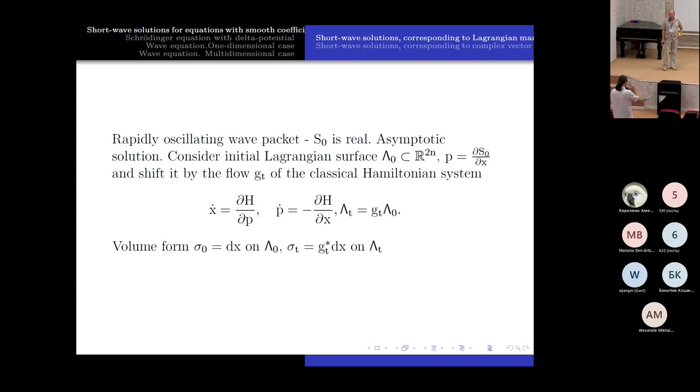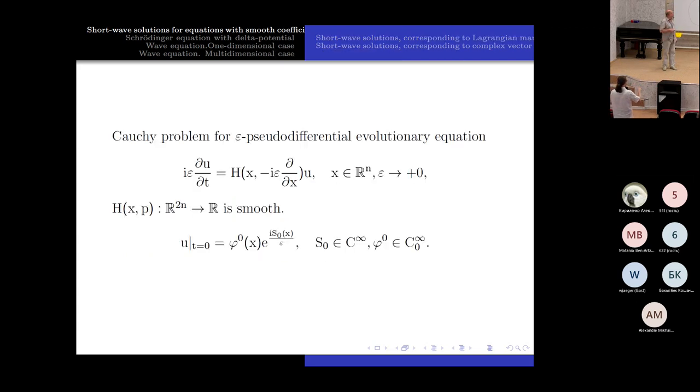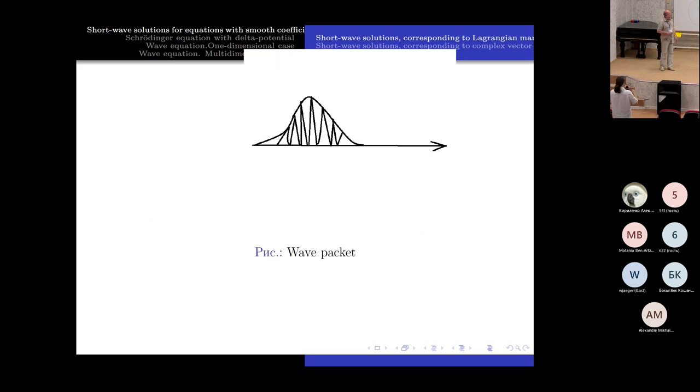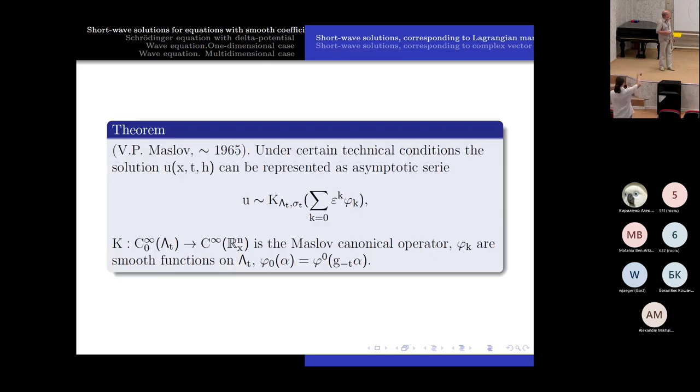The factor which determines the position is phi naught. Yes, the position is determined by phi naught, and the momentum is defined by this phase S naught. And this phi naught is a fixed function during your limit transition, and thus we have some fixed uncertainty for position. No, it is not fixed, it is shifted along the trajectory.